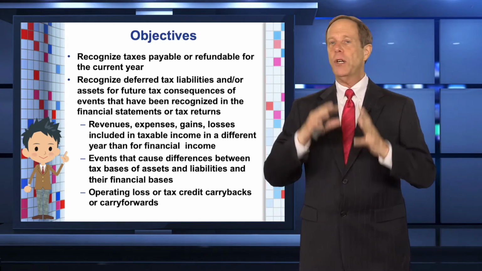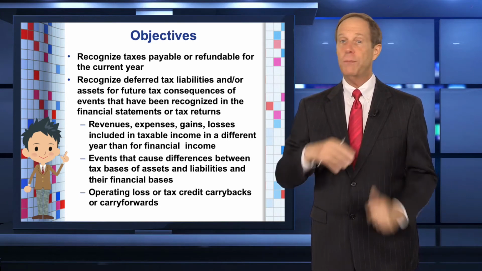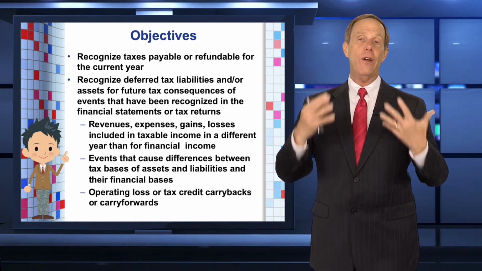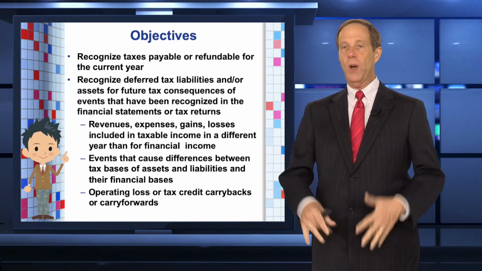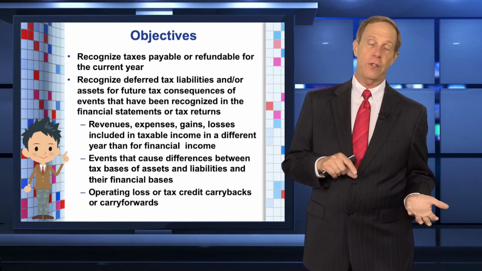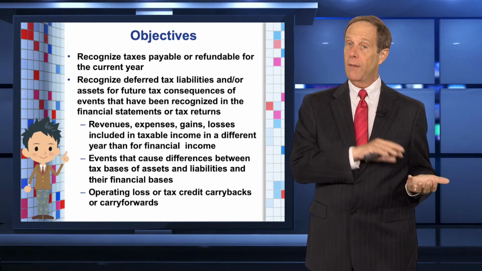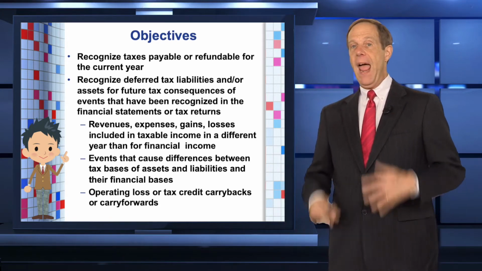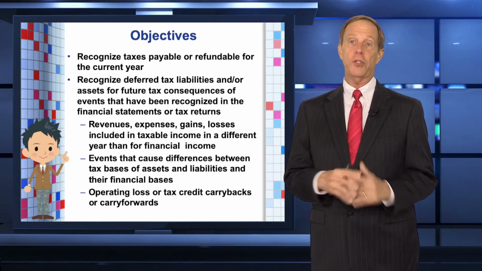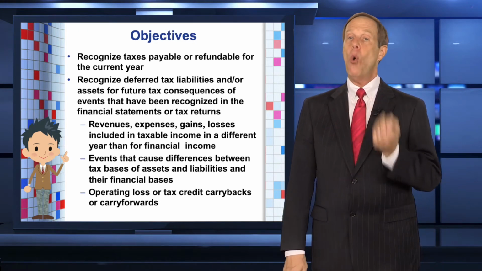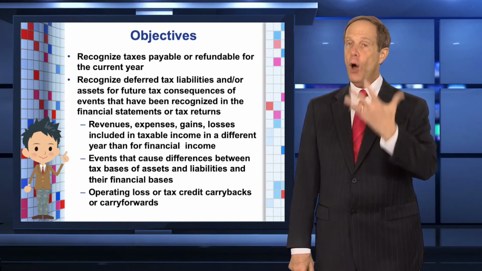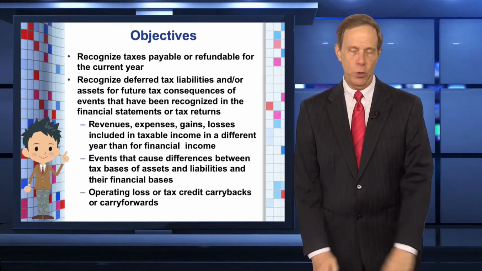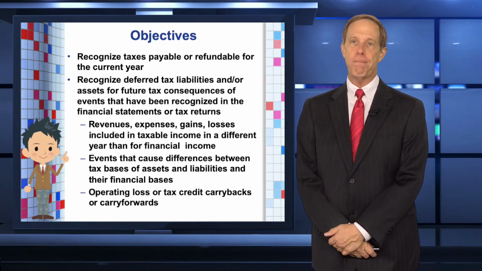In addition to that, we're going to look at events that cause differences between the tax bases of assets and liabilities and their financial bases. And once again, it gets down to differences between how we look at something for financial statement purposes versus how we look at it for a tax return. And we're going to look at operating loss or tax credit carrybacks or carryforwards. So those are the things that are going to create these deferred items, which we're going to talk about at length in just a little bit.